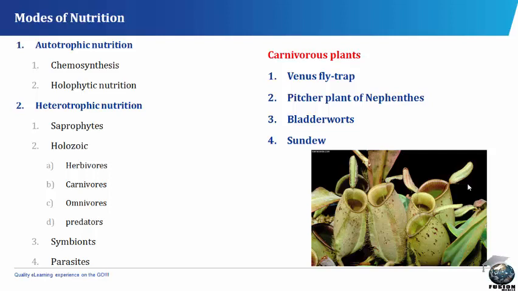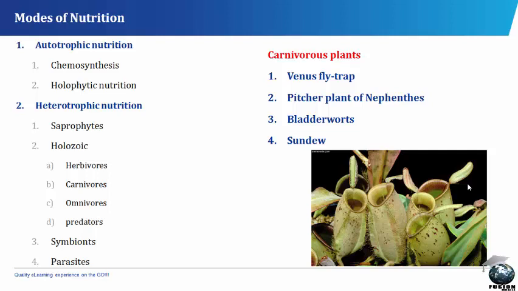Carnivorous plants. Just like any other carnivores, they feed on smaller animals like insects. Examples are as follows. 1. Venus flytrap. 2. Pitcher plants of Nepenthes. 3. Bladderworts. 4. Sundews. The Venus flytrap: the trigger-sensitive hairs, when touched, cause the folding together of the lobes, thereby trapping the organism. Digestive enzymes are secreted by the glandular hairs, which help in the breakdown process.